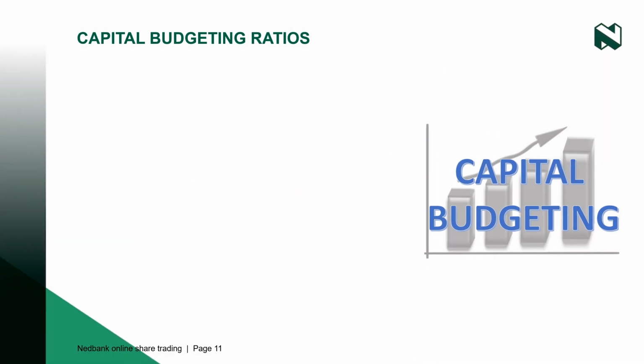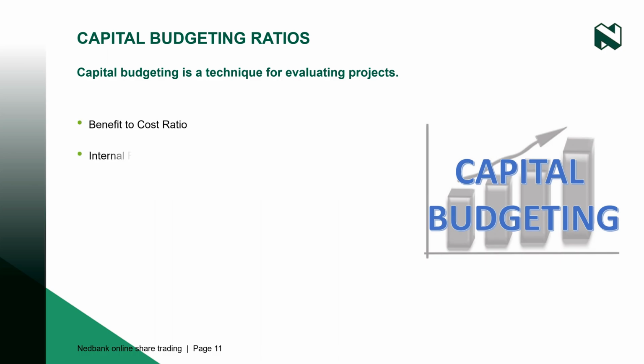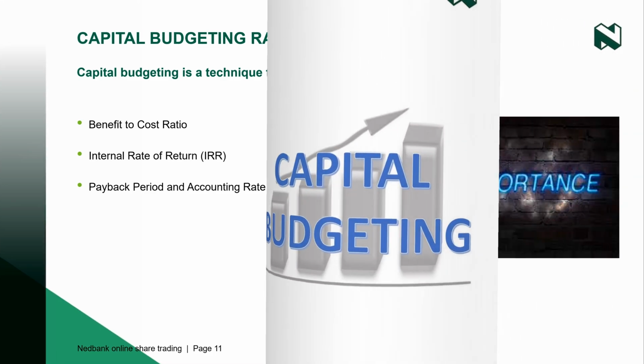Lastly, there are capital budgeting ratios. Capital budgeting is a technique for evaluating projects. Some widely used capital budgeting techniques include net present value, benefit to cost ratio, internal rate of return, payback period, and accounting rate of return. The formulas to calculate these ratios are quite complex, and we won't be covering these details in this presentation.